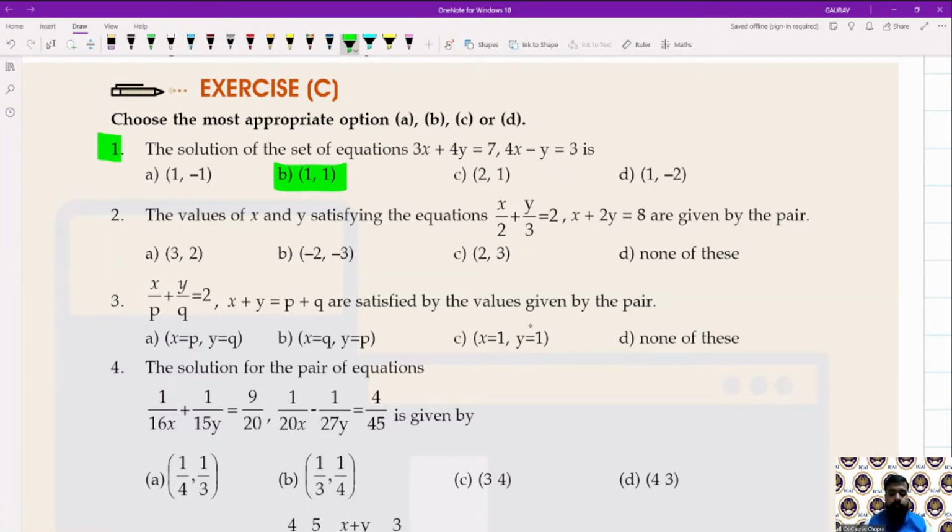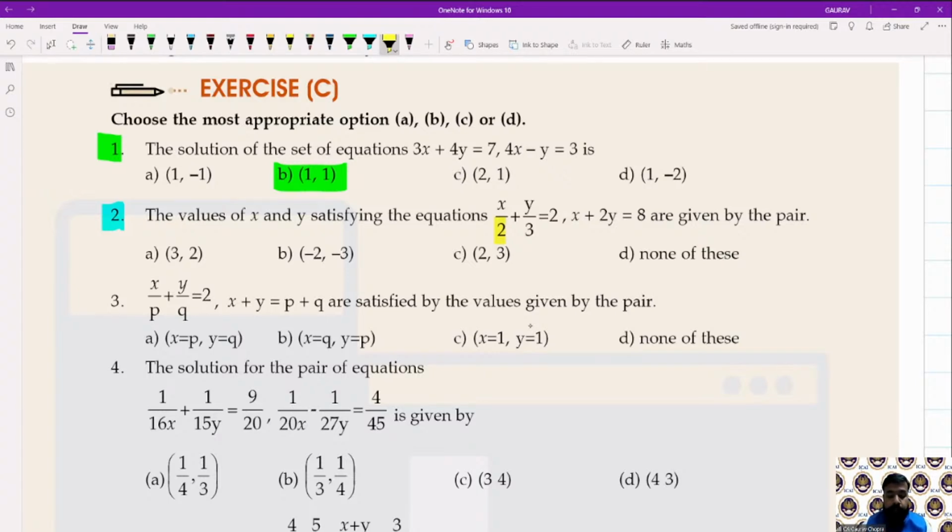Then the second one, question number 2. The values of x and y satisfying the equations are given by the pair. So these are the two equations, and we have to find out the value of x and y using these two equations. One by one, we can put the options again. If we see, there is always one hint here. If the denominator is 2, that means the numerator must be 2 or its multiple. Check first the one which is 2 or its multiple, so that we can get the answer easily.